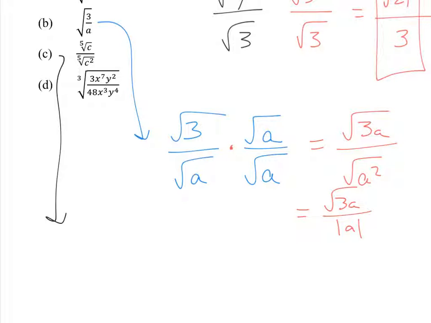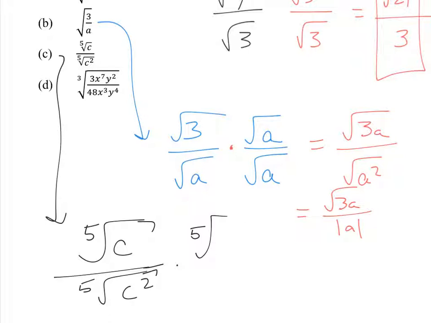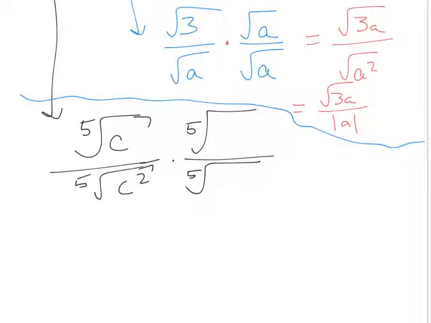Part C. Look at part C, please. This is a little bit difficult. Please don't pack up yet. Look at part C. We've got the fifth root of c over the fifth root of c squared. Well, how can I get rid of a fifth root if I have a perfect fifth? I need to have a perfect fifth to get rid of a fifth root. So what should I multiply the top and bottom by? The fifth root of what over the fifth root of what? Intuition here might help you. Will, what do you got? C cubed.